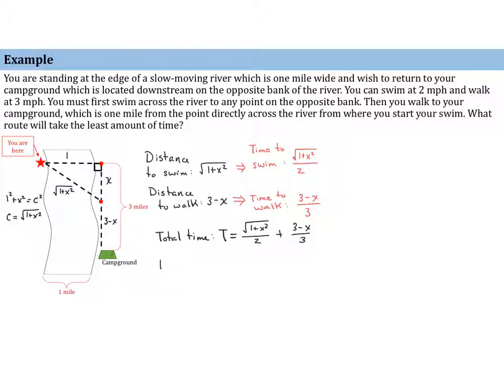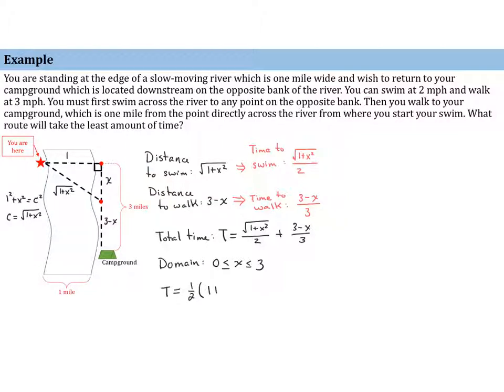Now the domain of this function is dependent upon what values x can take on. So x could be as small as 0, which would mean that we would walk 3 miles. Or x could be as large as 3, which would mean that we would swim directly to the campground. So x is between 0 and 3. So let's now take the derivative. Maybe before we take the derivative, though, let's go ahead and rewrite t so that it is in a form that is going to be easier to differentiate.